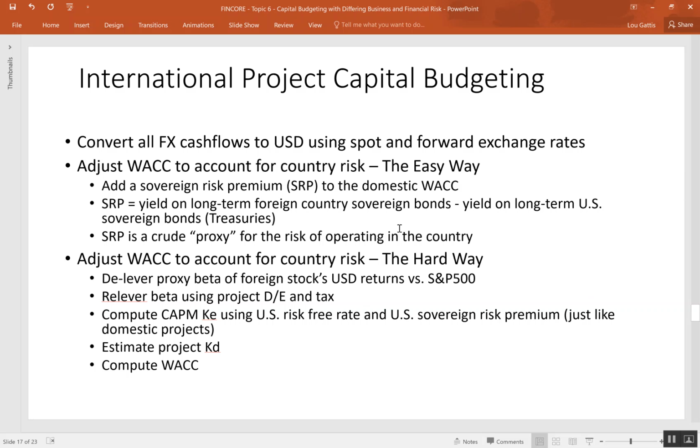If you don't do it that way, the only other way to do it is maybe find a proxy firm that's foreign. Find, say, for ExxonMobil, a power company in India, get returns of their stocks, convert them to dollars, so get dollar returns of their stock, and then calculate beta and use it as a proxy beta and delever it and relever it like we did in the other examples. But we're not going to do that. We're just going to use the easy way and use the sovereign risk premium.